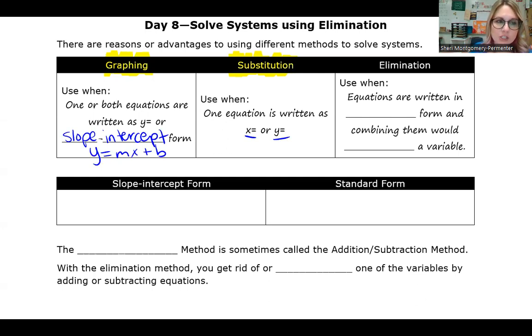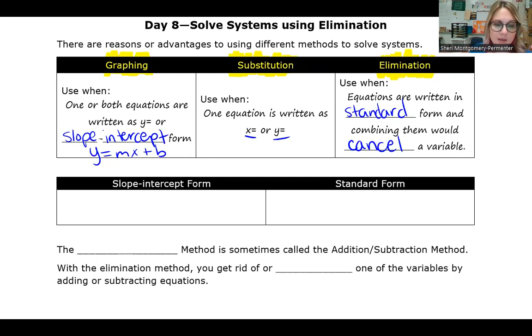Today, for elimination, this is a new method. Sometimes it's easier to do elimination. So elimination is when your equations are written in standard form. If you're written in standard form and combining them would cancel one of the variables. And that might not make sense until we actually get to a problem. So standard form, and we combine them for a variable to cancel.